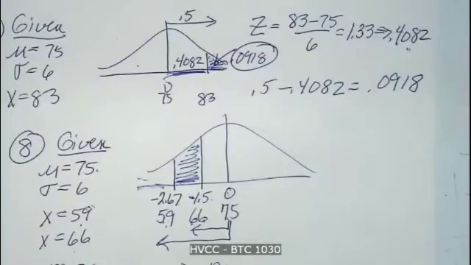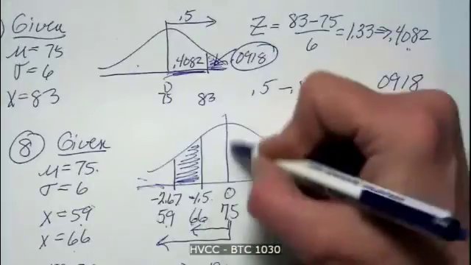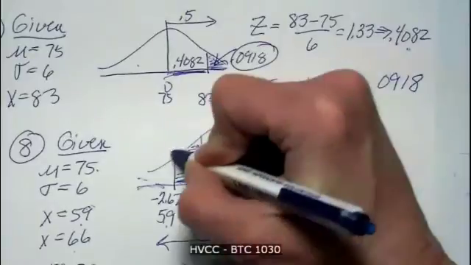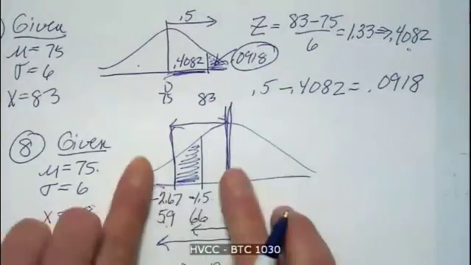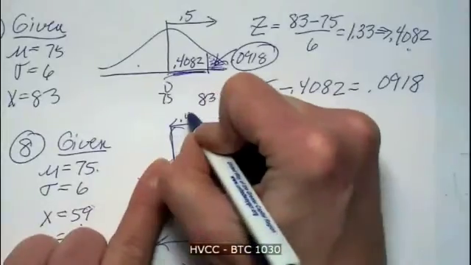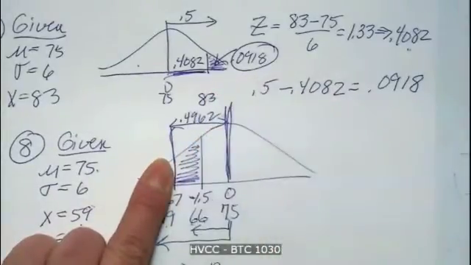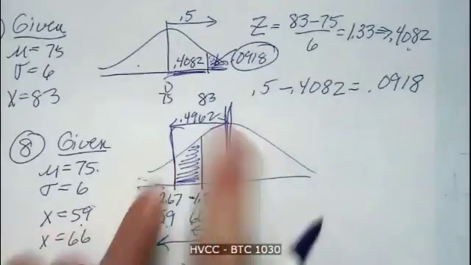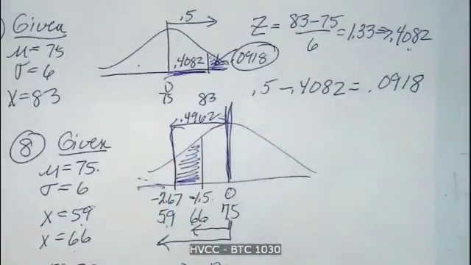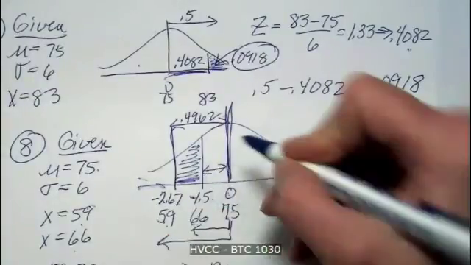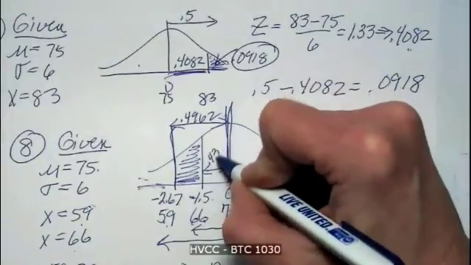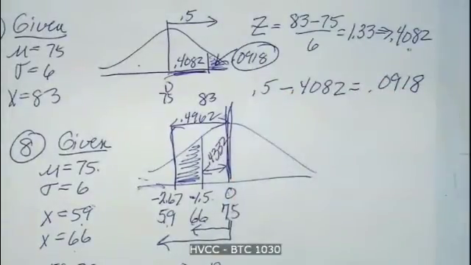Okay, well, what are they describing? This is describing between 59 and 75. It's describing from here to here. This area is 0.4962. What's this percent describing? Between 66 and 75. It's describing this area. So this is 0.4332. Neither one of those is my answer.